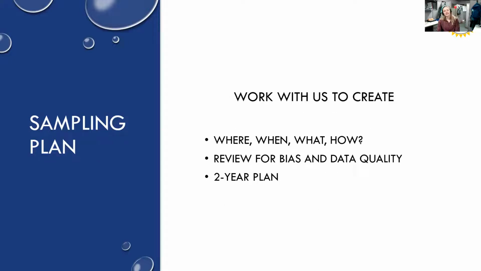So the sampling plan, you can work with us to create that. Just give us a call or send us an email and let us know where you'd like to sample, when, if it's a lake or a stream, and then how you'd like to accomplish that. We'll review the sampling plan for bias and data quality. And then again, that's a 2-year plan. We like 2-year plans because that makes it easier for us and then easier for you. You have something set in stone for 2 years.